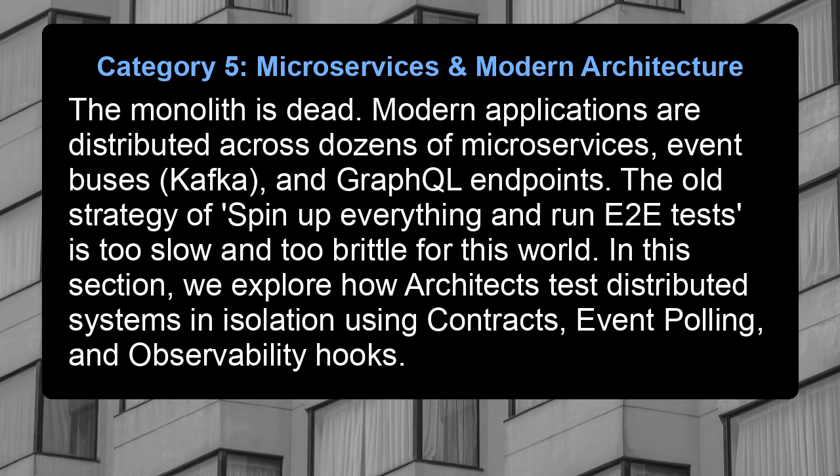Category 5, microservices and modern architecture. The monolith is dead. Modern applications are distributed across dozens of microservices, event buses, Kafka, and GraphQL endpoints. The old strategy of spin up everything and run E2E tests is too slow and too brittle for this world. In this section, we explore how architects test distributed systems in isolation using contracts, event polling, and observability hooks.